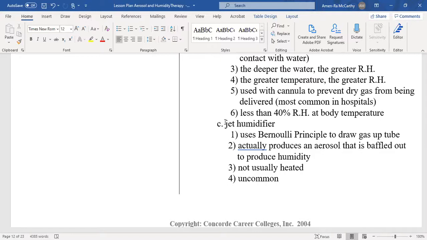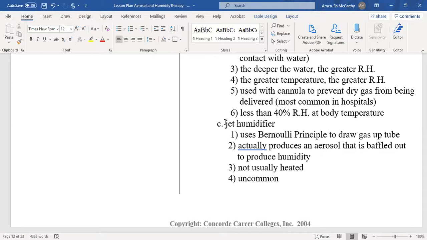Aerosol T-piece. We use the jet principle, which is the Bernoulli. This is Bernoulli right here, the straw. So a jet humidifier will actually produce aerosol that you can see, because it's so strong. It uses a Bernoulli principle right here. It draws the gas up through a tube and actually produces an aerosol that is baffled out to produce humidity.